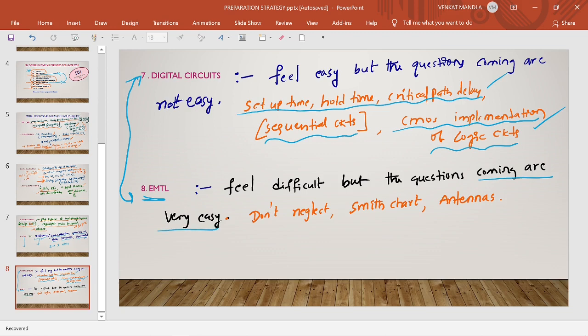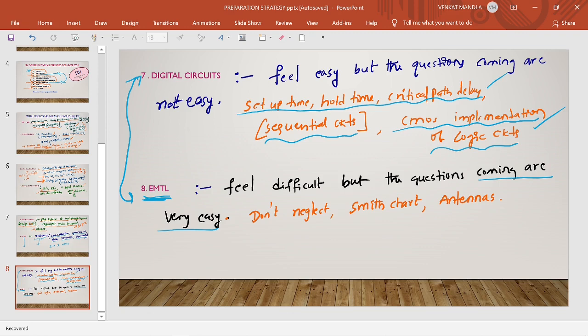Okay. So if you watch your previous GATE questions, last year they have asked just Maxwell equations. Okay? Del dot D bar equal to rho v, del dot B bar equal to 0. This kind of questions they are asking. Okay. So please go through the subject once. EMTL. This is a very easy subject for me.